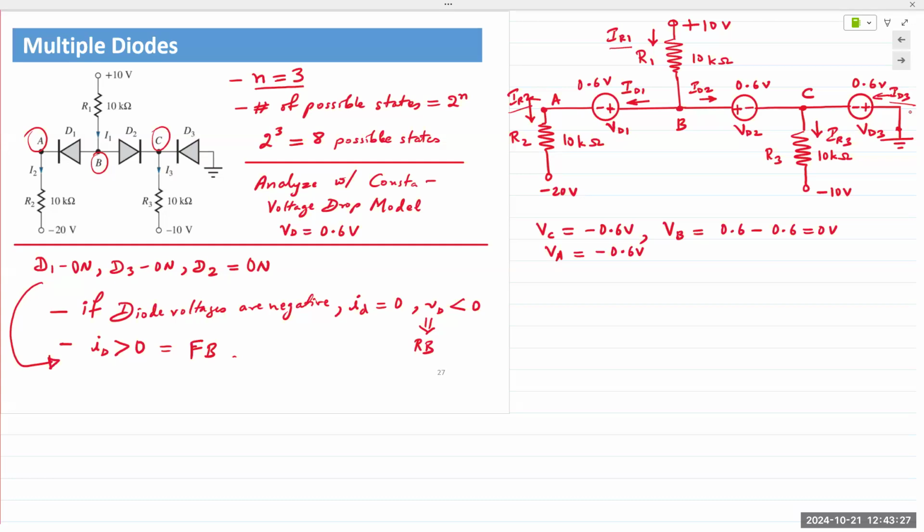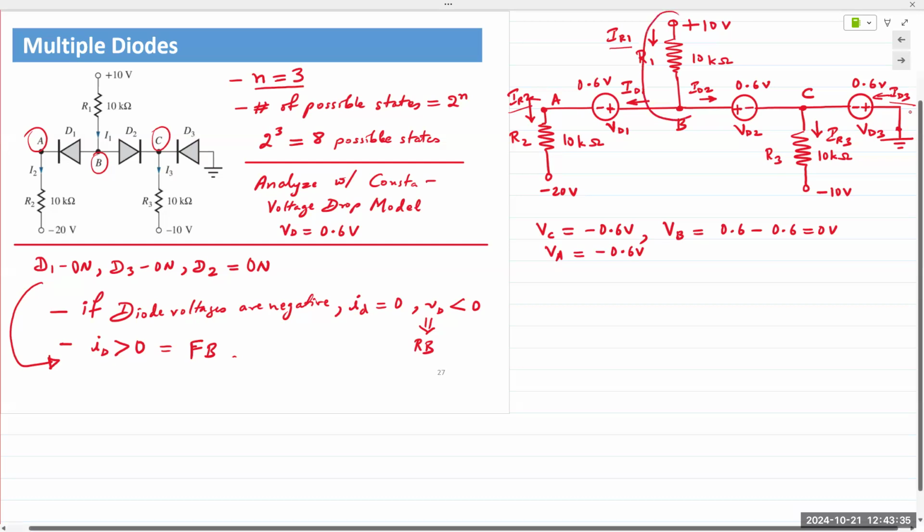If I wish to find IR1, I can simply take the voltage across the resistor R1, apply Ohm's law, and find IR1 that way. So IR1 would simply be 10 volts minus 0, that is the voltage across R1, divided by 10,000, which gives me 1 milliamp.